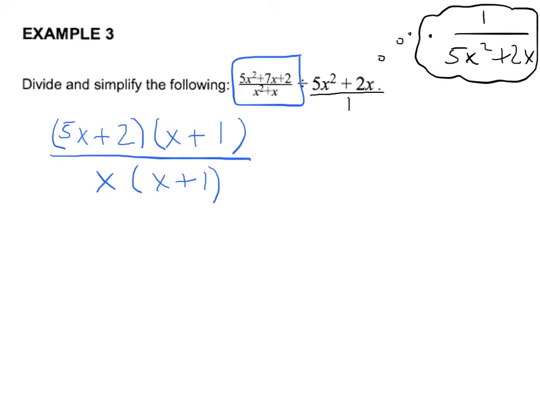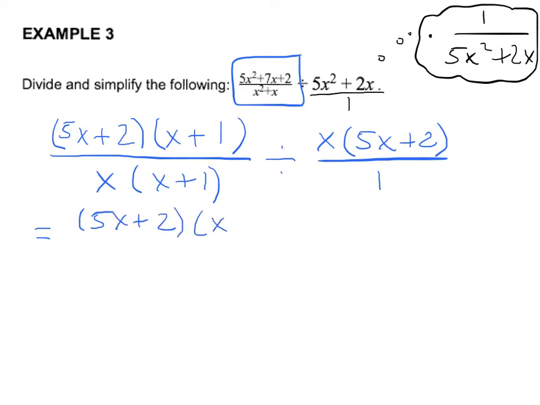And then we're going to be dividing by 5x squared plus 2x, and we can factor out an x. So we have 5x plus 2 left over, and that's over 1. So to rewrite that, we're actually multiplying it by that reciprocal. So we'll have 5x plus 2 times x plus 1, and then we're going to multiply by this 1 right here. So that'll be times just 1.